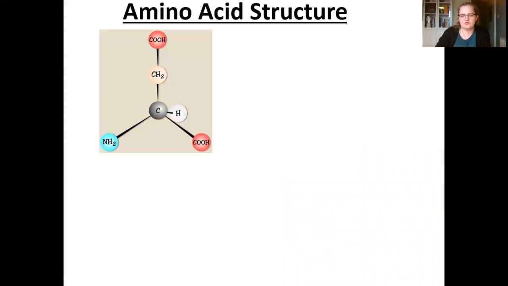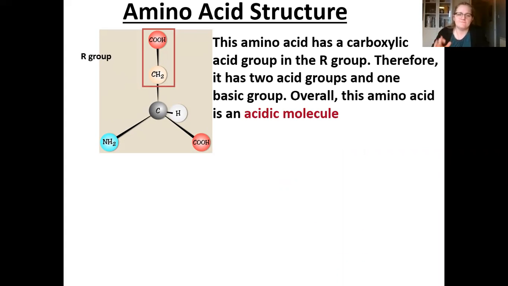So our amino acid structure, we've got our R group again. It's just a different way of looking at it. So this amino acid, we're just having a quick look at the R group on this one, has a carboxylic acid in the R group. Therefore, it has 2 acid groups overall and 1 base group. So overall, this amino acid is an acidic molecule.